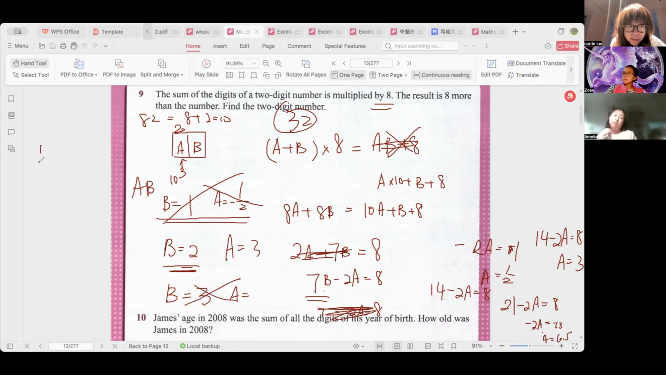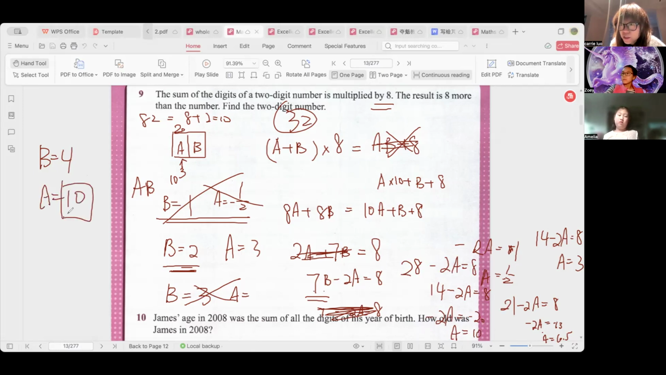Get it? So let's see if B equals 4. If B equals 4, 7 times B equals 28. 28 minus 2A equals 8. Negative 2A equals negative 20. This time A is a whole number, it is 10. But A is a digit. Digit cannot be 2 digits. Understand? So it's impossible, because it's a 2-digit number. So that's why the only answer will be 32.